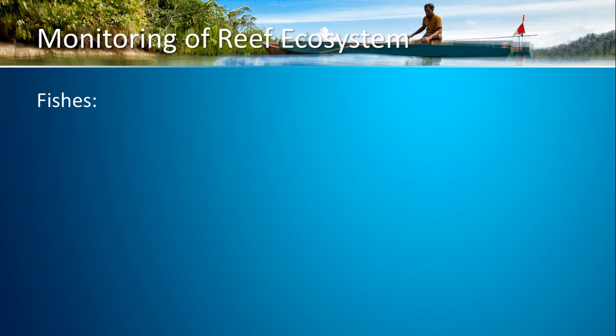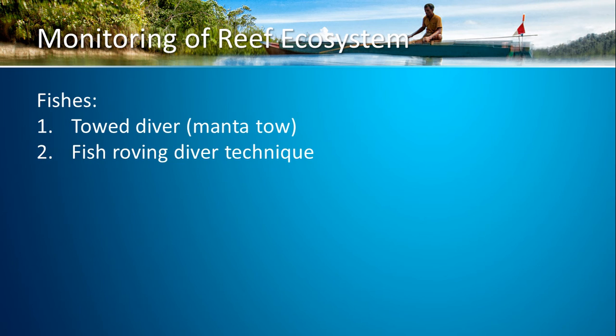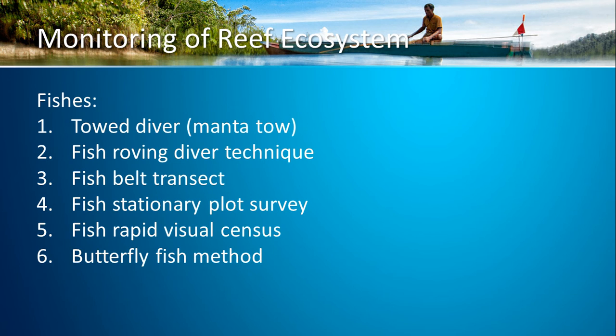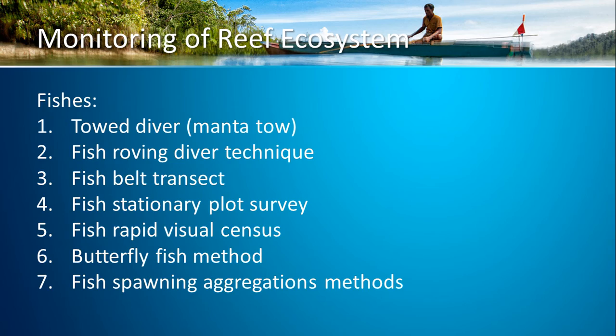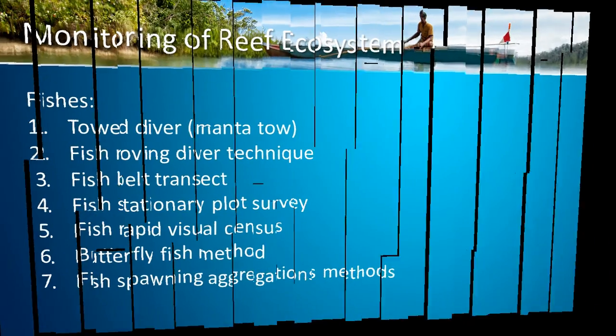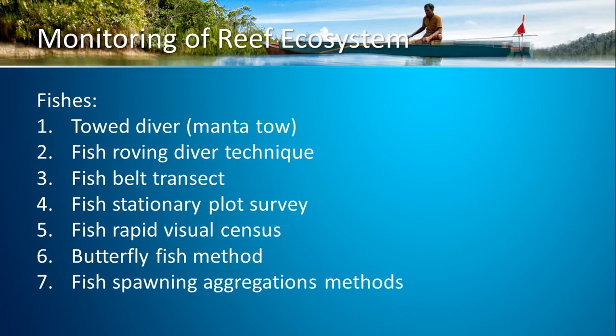Okay, so for fish assessment, we have here tow-diver or manta tow, also the fish roving diver technique, fish belt transect, fish stationary plot survey, and fish rapid visual census, and then the butterflyfish method and fish spawning aggregation method. Okay, so for fish assessment, rapid fish visual census is commonly used to determine species diversity. It is also useful to determine which species to include in long-term monitoring. This is actually also another method that we use here in our office.